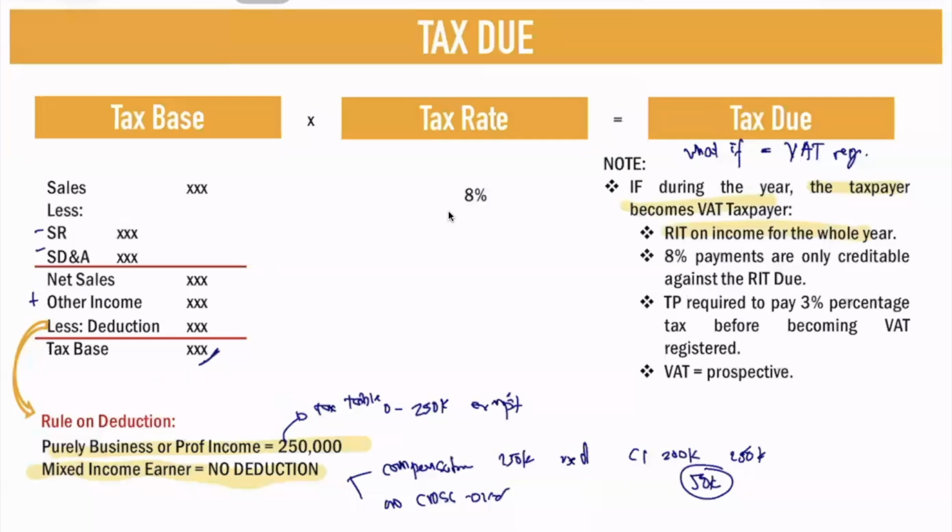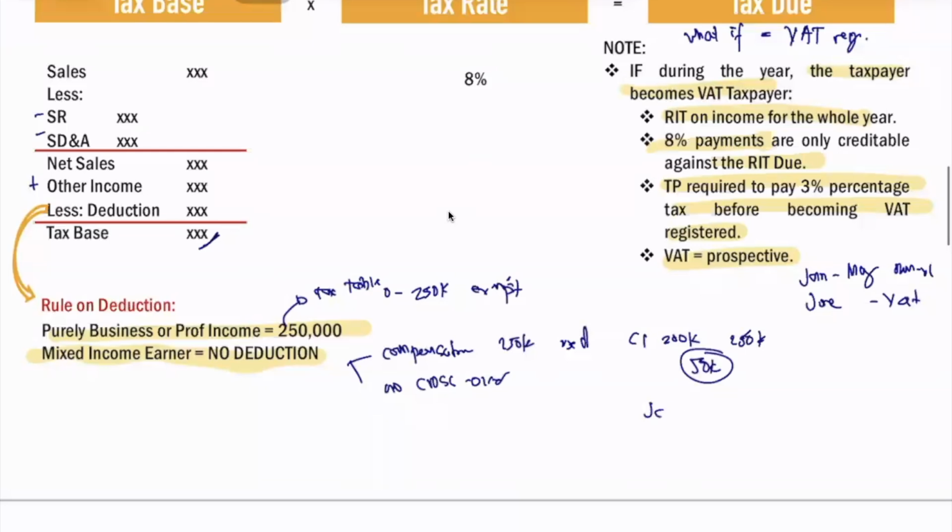income for the whole year. Furthermore, the 8% payments are only creditable against the regular income tax due. Aside from that, the taxpayer is required to pay 3% percentage tax before becoming VAT registered. And you apply only VAT prospectively. So for example, from January to May, you are non-VAT. But come June, you are now subject to VAT.